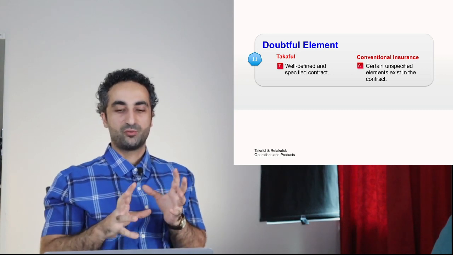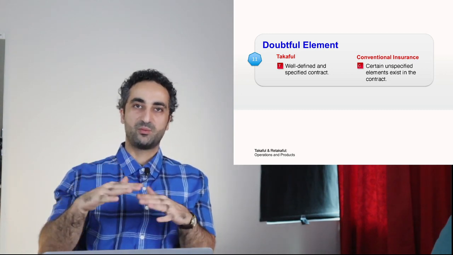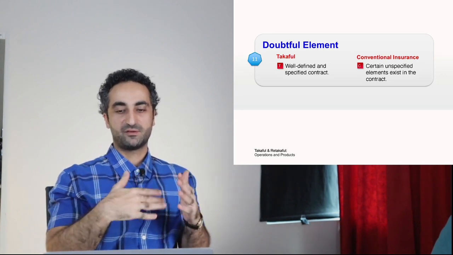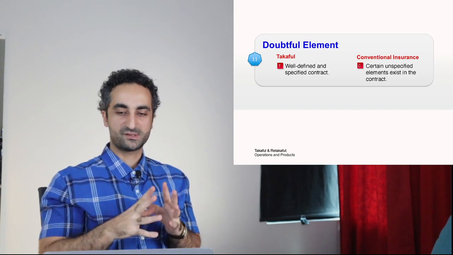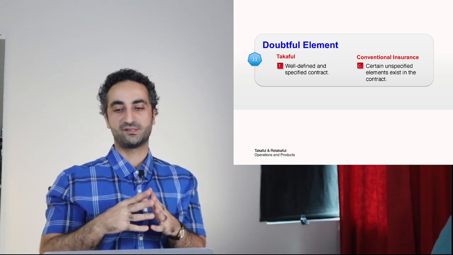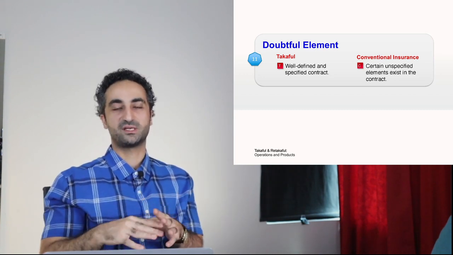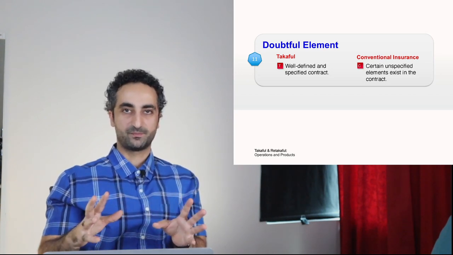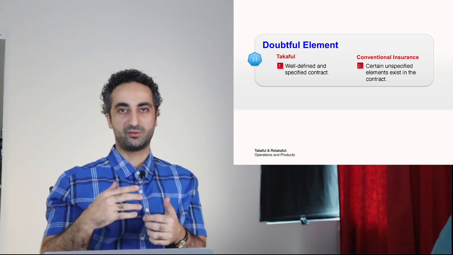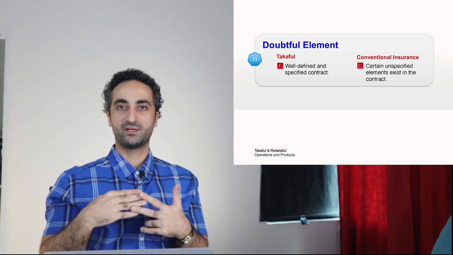So we start to realize, up to this moment, let's keep the discussion here. In the following slides, we will get into deeper stuff. So certain unspecified elements exist in the contract. We can see clearly now that many aspects here are not very clear. We're not very certain about the payment, how much, when, etc.